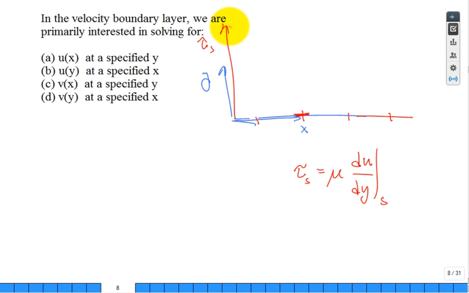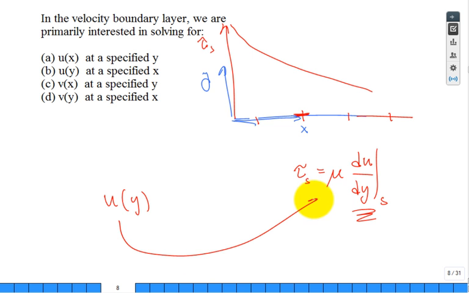And there's infinite slope right there. And so this goes to infinity, but don't worry about that. It does some shape like that, comes down with a singularity at the tip. So we're interested in u as a function of y, and then the gradient of it evaluated at the surface. Of all of these, I would say u is a function of y at some specified location x from the leading edge.